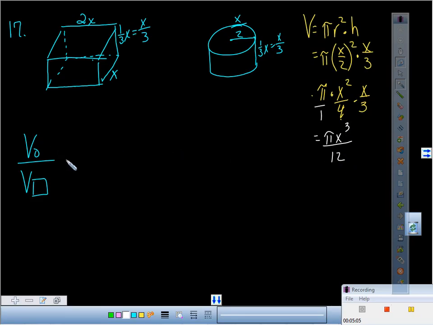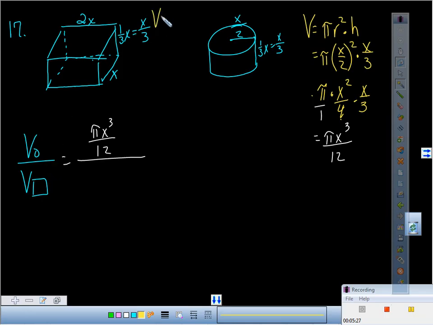That's this volume right here. Pi times x to the third over 12. Now let's find the volume of this. Now guys, should we have been able to do that? Yeah. Y'all, you should have been able to do that. Okay. Now let's do the volume of the rectangle.